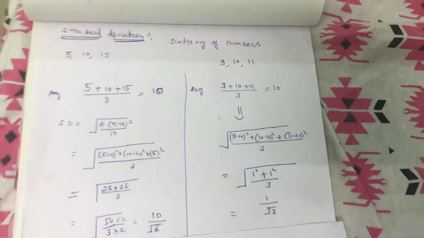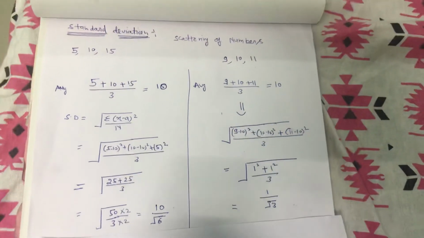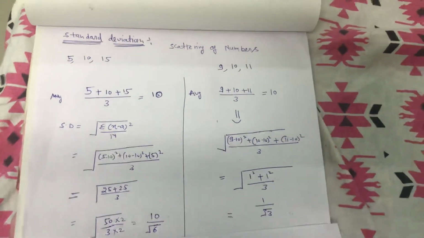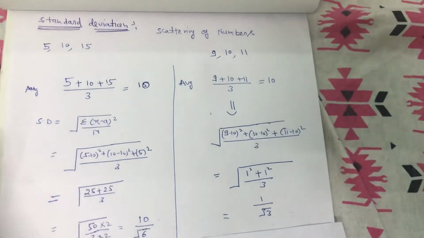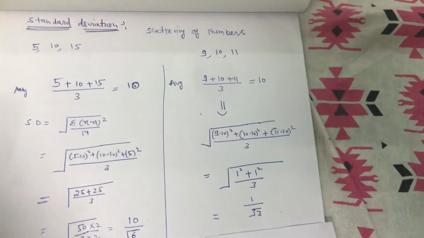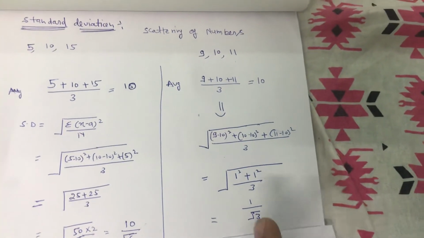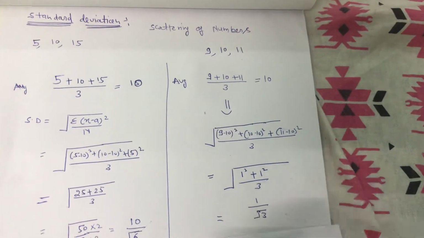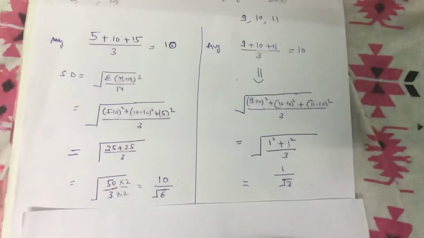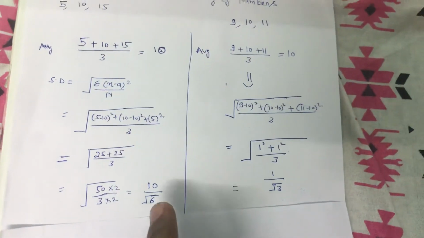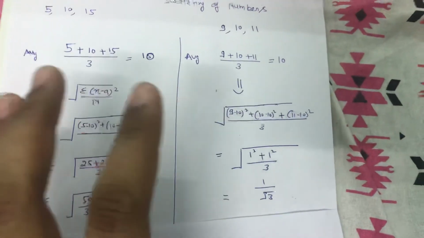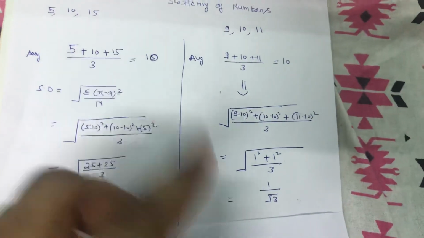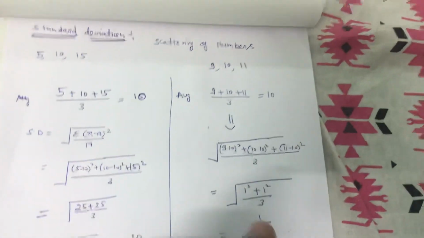So I think with this example, the concept of standard deviation is very clear. Standard deviation tells you how your numbers are deviating from the mean value, how they are scattered. If the standard deviation is less, the numbers are close to their mean value. If the standard deviation is more, like in this case 10 by root 6, the numbers are scattered, like there is a huge difference between the maximum and the minimum. I hope the concept is clear.